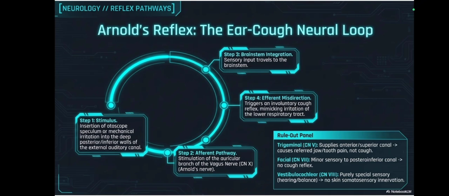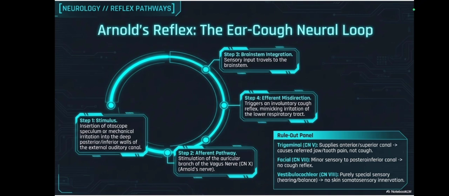Now understanding the ear-cough reflex, that's called Arnold's reflex. Mechanical stimulation of the deep posterior inferior ear canal wall triggers a cough. The nerve involved is the auricular branch of the vagus nerve, which is cranial nerve 10.